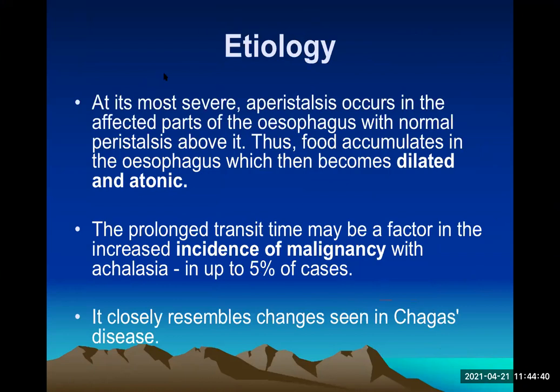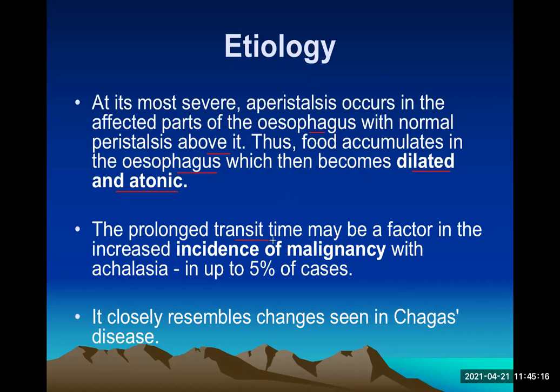See here. At its most severe, aperistalsis occurs in the affected parts of the esophagus with normal peristalsis above it. Thus, there is a problem in deglutition or swallowing, which is known as dysphagia. So the patient is eating food, but that food accumulates in the esophagus because there is obstruction now. At the same time, that part of the esophagus becomes dilated and atonic later on.